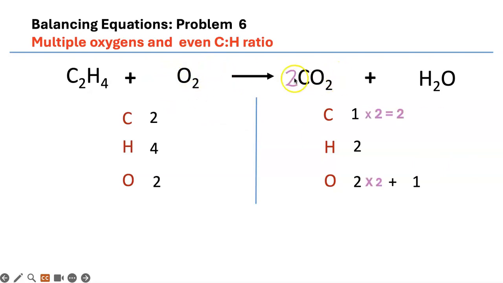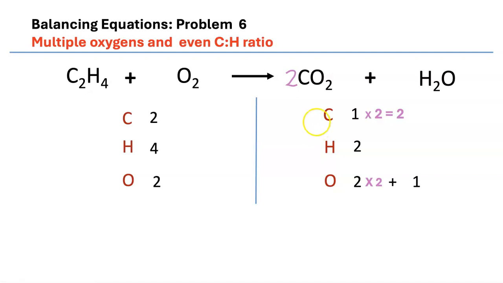So first I'm going to put a 2 over here. You can start anywhere, that's where I decided to start. And when you put a 2 here, you multiply both carbon and oxygen by 2. So carbon becomes a 2 and oxygen becomes 2 times 2, which is 4.